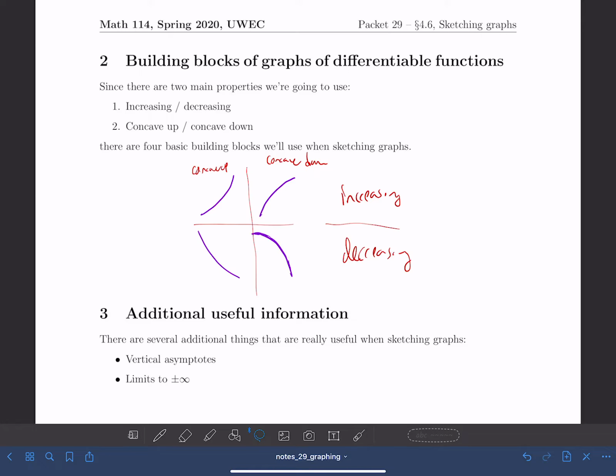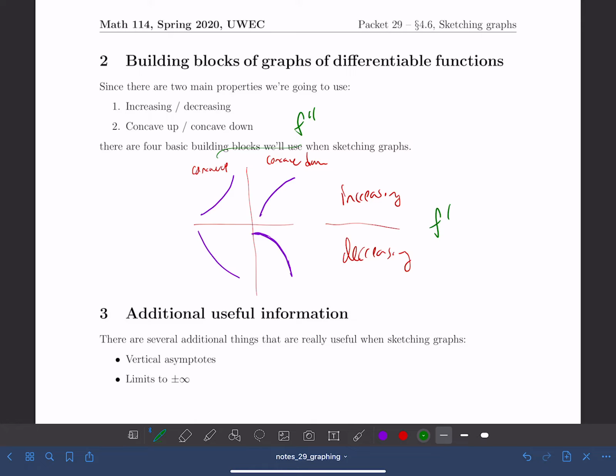Right, so we've got these four basic building blocks. What you're going to do is separate the interval into intervals, and then on each interval find which of these four basic building blocks is there. So you need to know each of the two properties: whether it's increasing or decreasing, and concave up or concave down. No problem. That's when f prime determines increasing, decreasing, and f double prime determines when it's concave up or concave down.